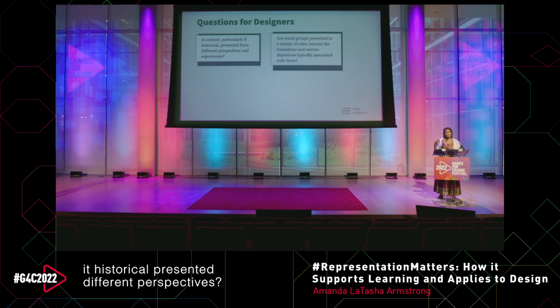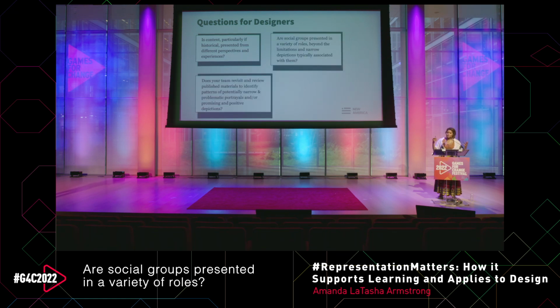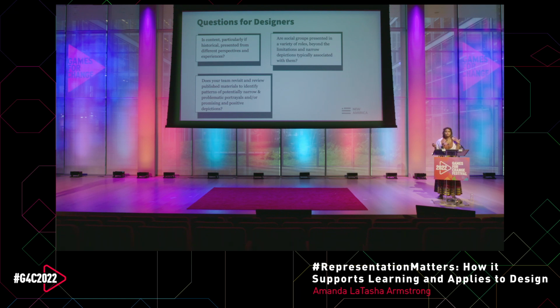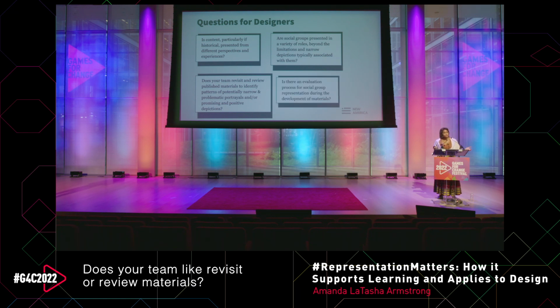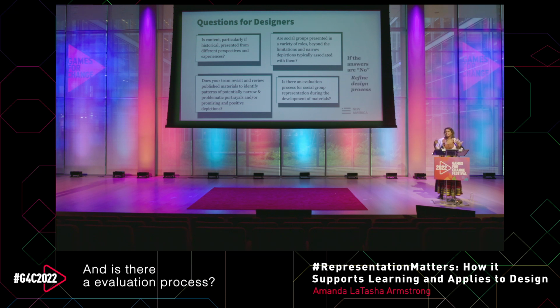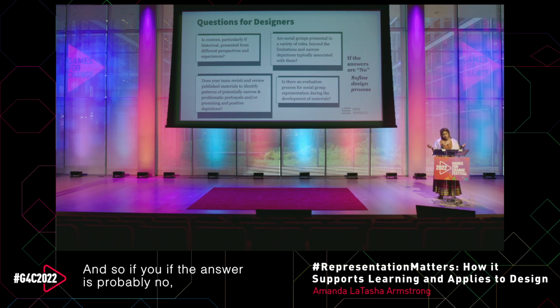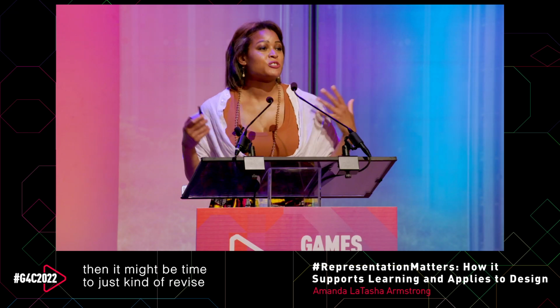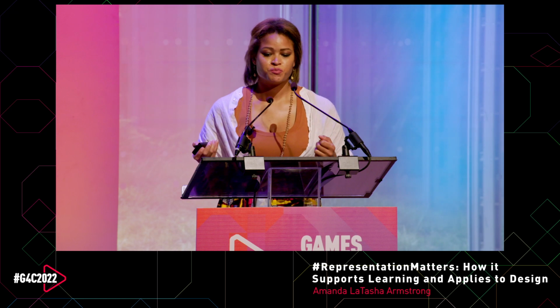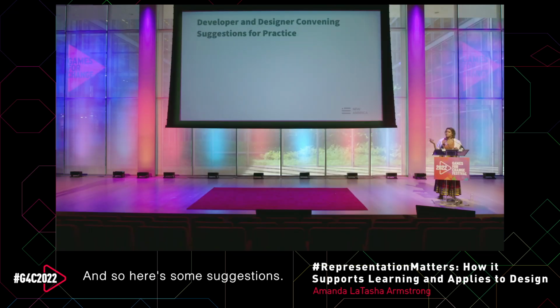Is it historical, presenting different perspectives? Are social groups presented in a variety of roles? Does your team maybe revisit or review materials? And is there an evaluation process? And so if the answer is probably no, then it might be time to just kind of revise some different parts of the design process itself. And so here's some suggestions.